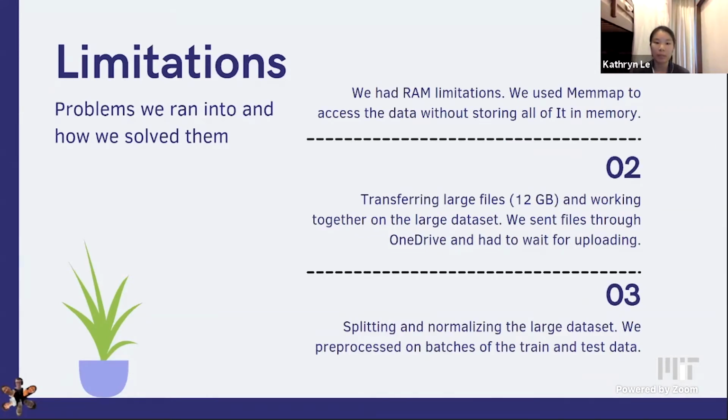For instance, we had to use MemMap, which allowed us to store our data on our disk and work with batches of data in memory at a time. We also had a hard time transferring large files, so we used OneDrive to store our files. We also had to change the way we train our model by loading batches of data into memory at a time.